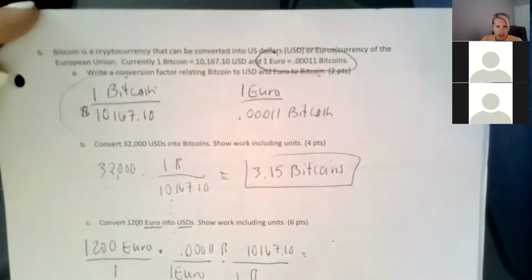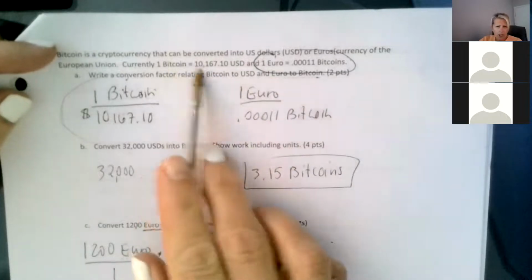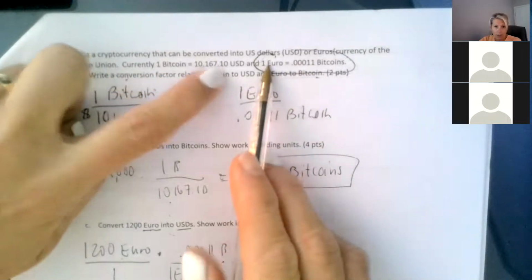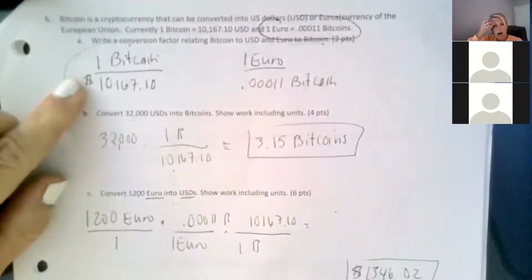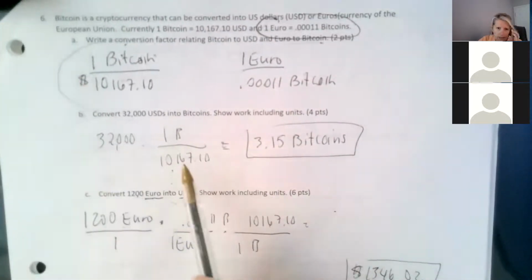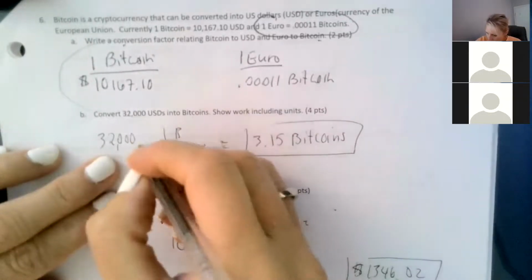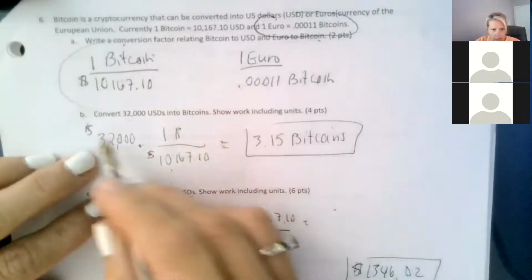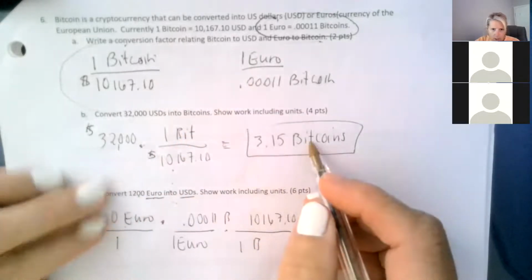Okay, the next one is doing some unit exchange with Bitcoin, US dollars, and then the euro. And so we had an exchange for Bitcoin to US dollars and from the euro to Bitcoins, but not the euro to US dollars. So we just practice writing out some conversions here. And then it says convert US dollars into Bitcoins, which we can do. So if you put your dollars in the denominator, they cancel out and you're left with Bitcoin. And so that was 3.15 Bitcoins.